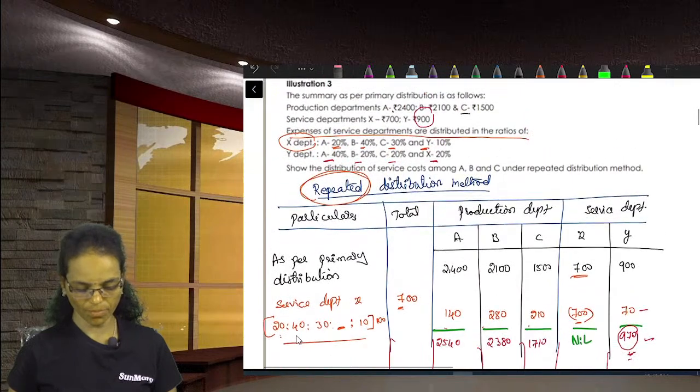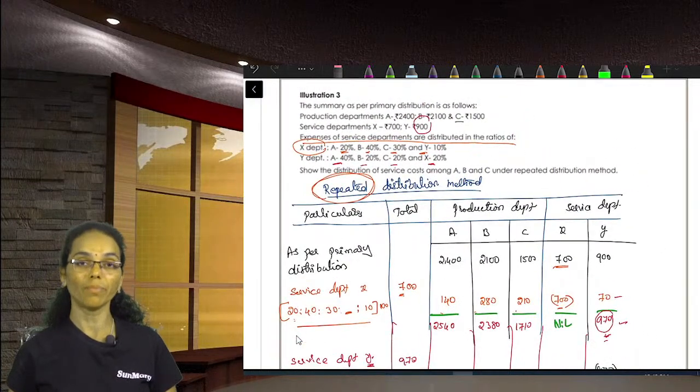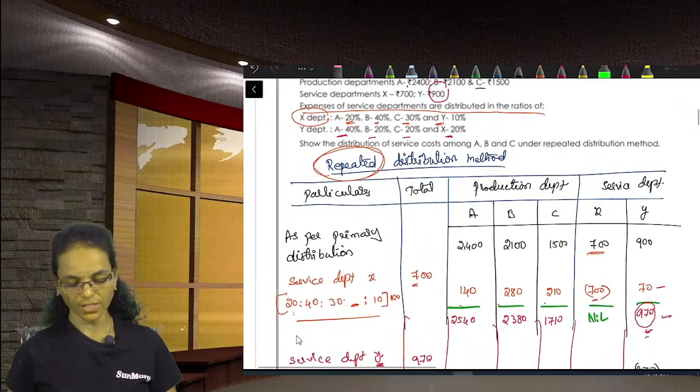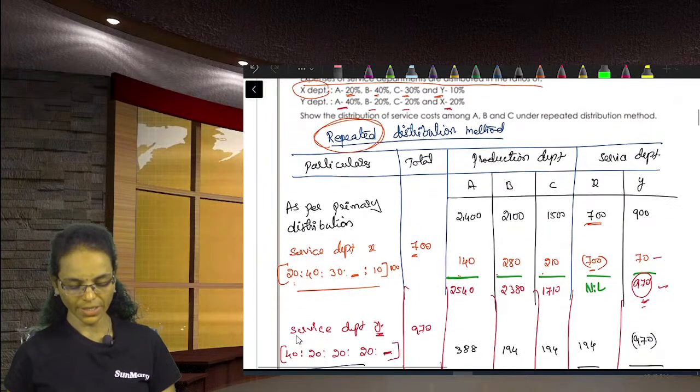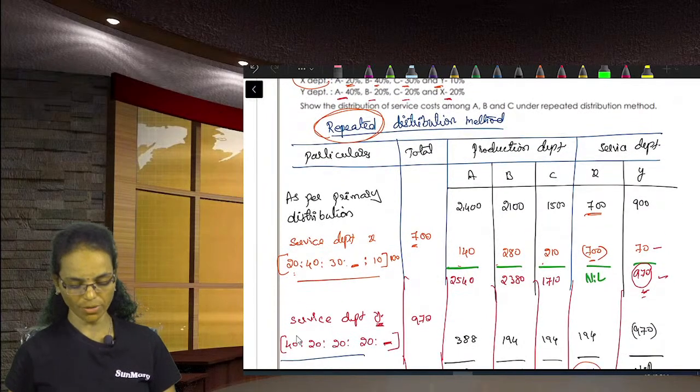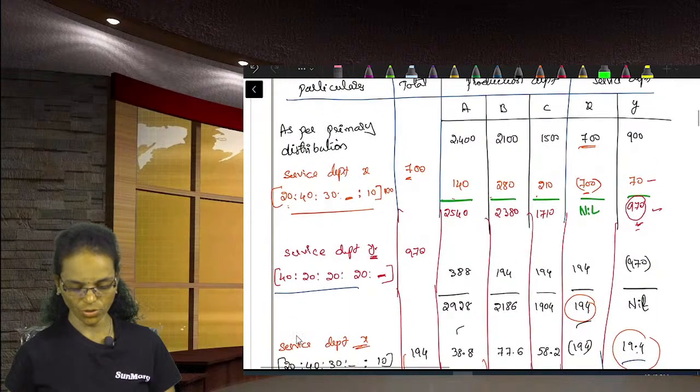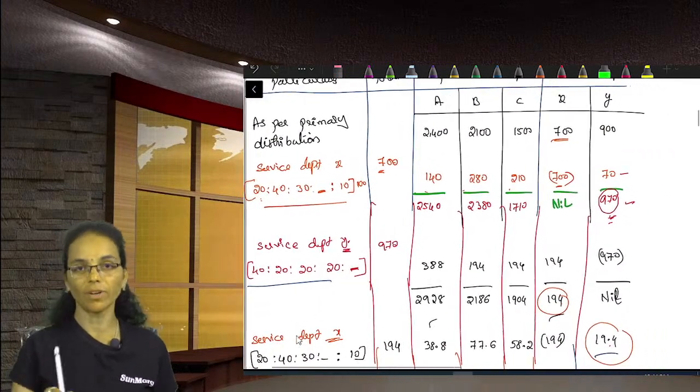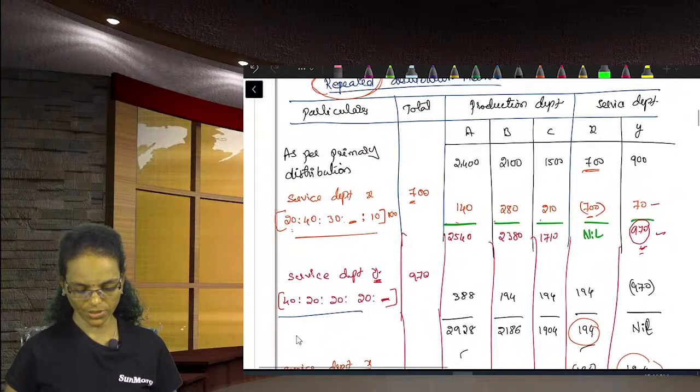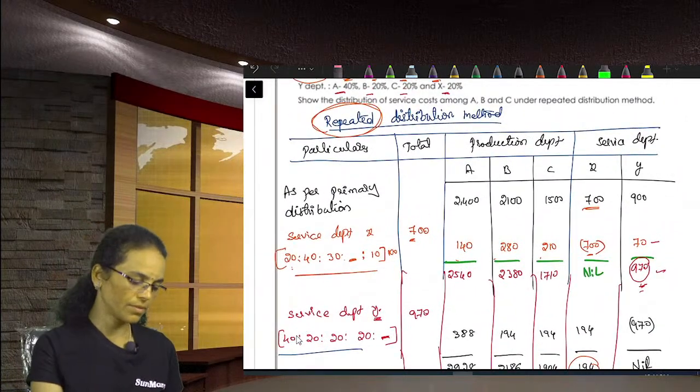This is the redistribution of primary cost to the production departments under the repeated distribution method. Just go through it. I will give you 1 minute of time. Just go through it.